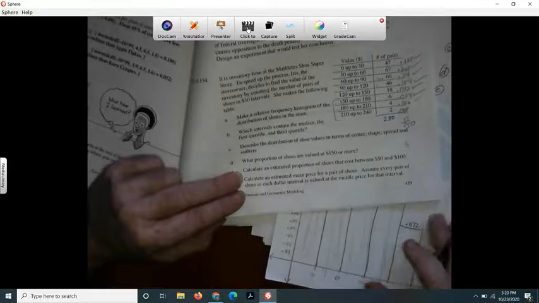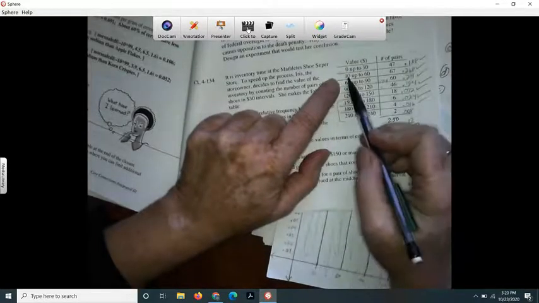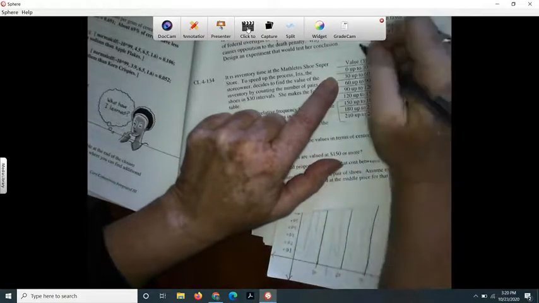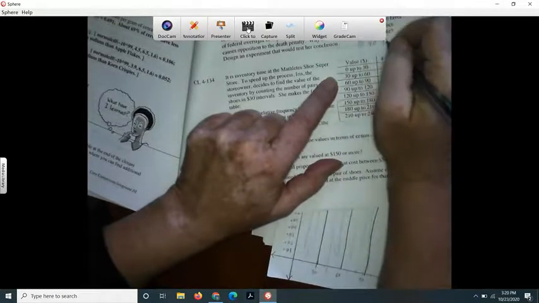Letter E says, calculate an estimated proportion of shoes that cost between 50 and 100. So it's kind of weird because it's like 30, 40, 50, 60. It's like 30. So it's kind of like part of this bar. Well, here, let's draw it.